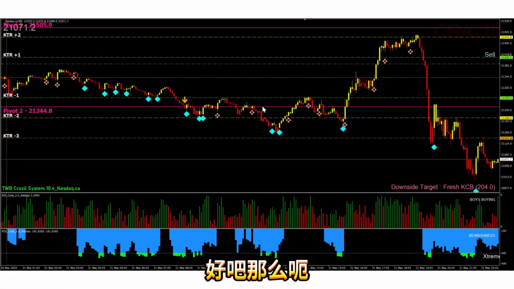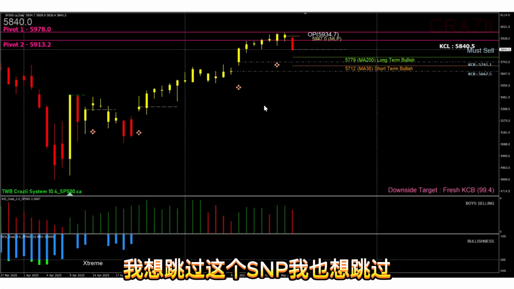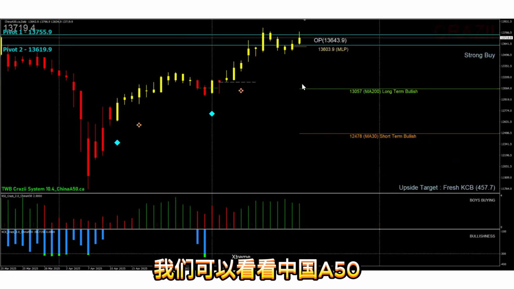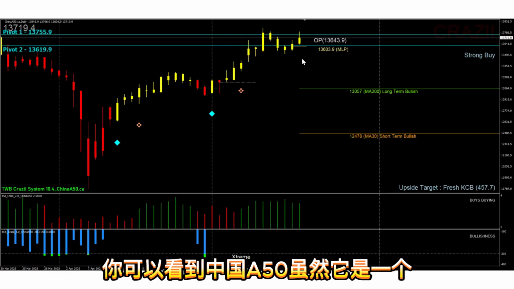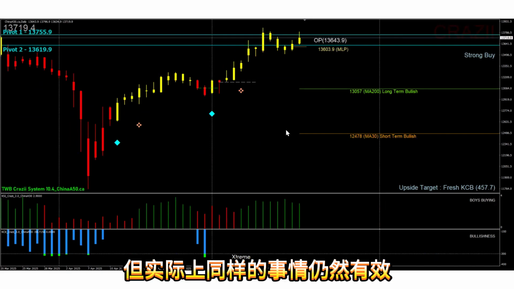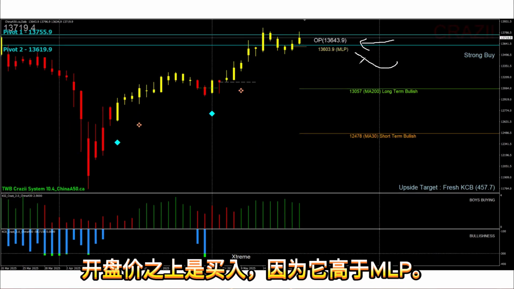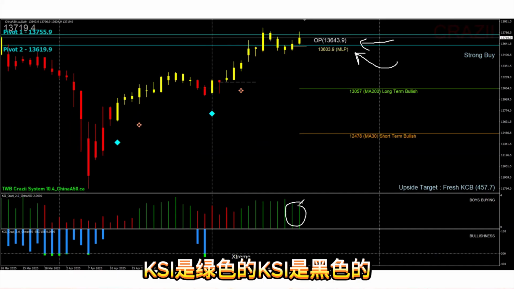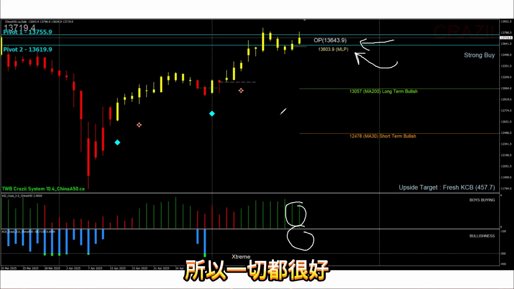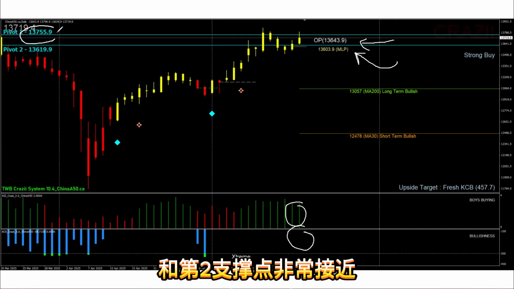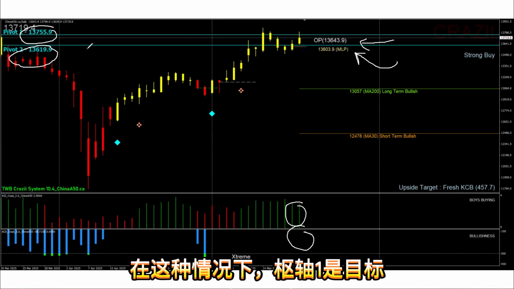Okay, so this is NASDAQ. I'm gonna skip this one. S&P, I'll skip too. We can look at the China A50. You can see that China A50, although it's a market that is controlled, actually the same thing still works. Above OP is a buy because it's above MLP. KSI is green, KSI is black, so everything is good. So once open, just buy. But when you buy already, you notice pivot 1 and pivot 2 are very near one another. And in this case, pivot 1 is the target.